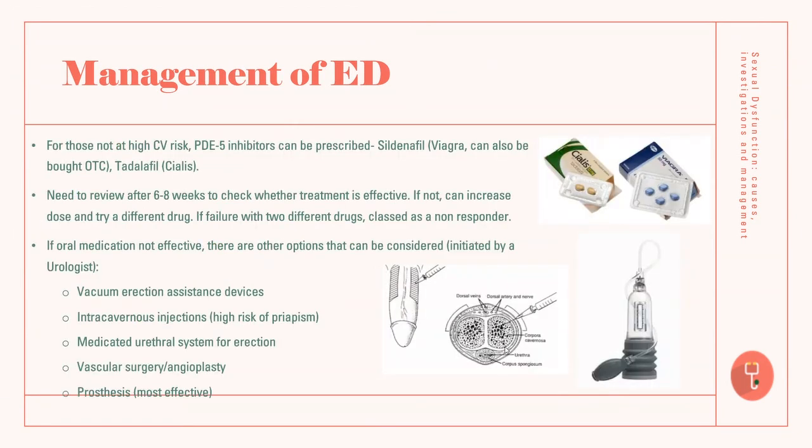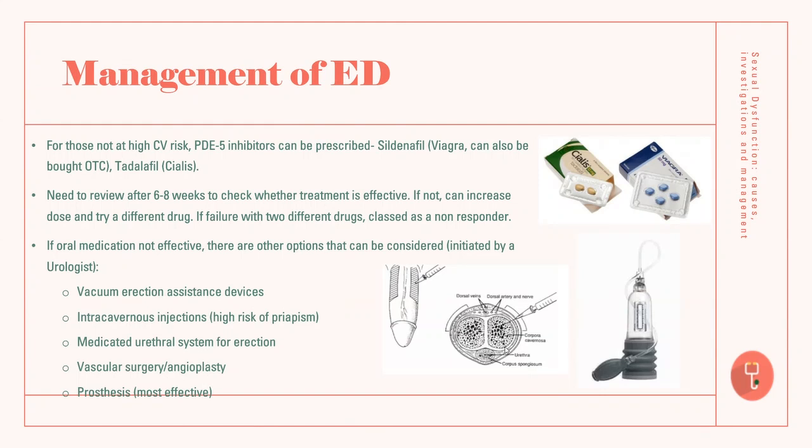Okay, so for those not at a high cardiovascular risk, you can give them a PDE5 inhibitor. That's things like sildenafil, commonly known as Viagra, which can now be bought over the counter as well, or tadalafil, which is known as Cialis. Usually patients will refer to these by their brand names. I think that's how most people in the community know these drugs.